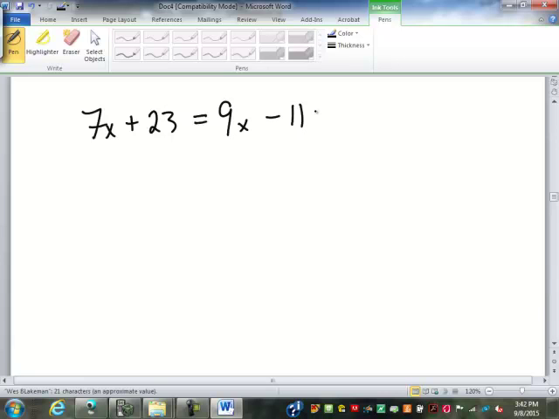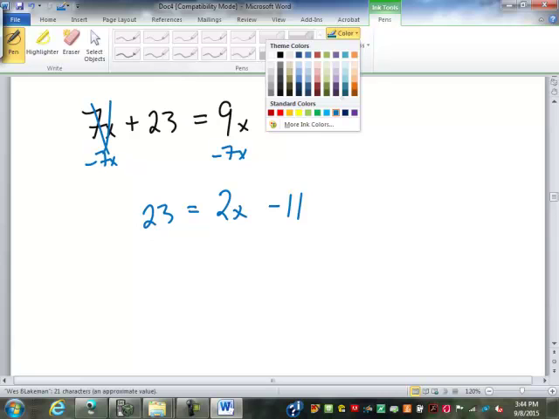Why don't you guys try this one on your own? Okay, so where do we start on this? Good. We have to get rid of one of the x's. We're going to get rid of the 7x, the smaller one. So it leaves us with 23 over here. On this side, what's left? 2x and the minus 11.